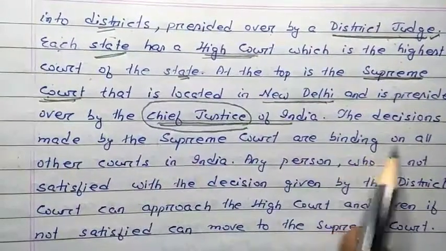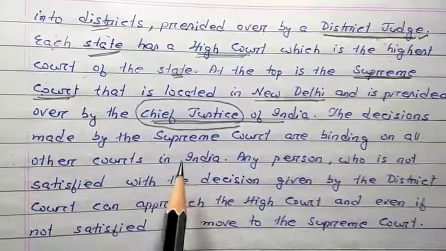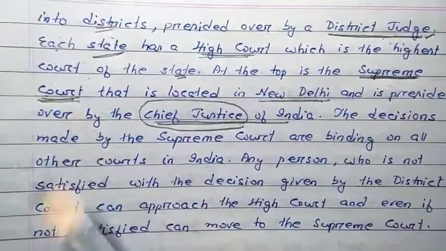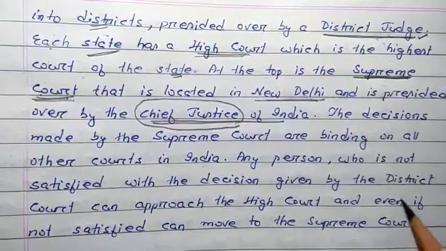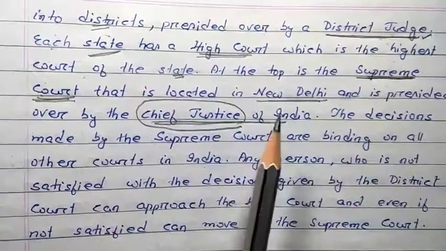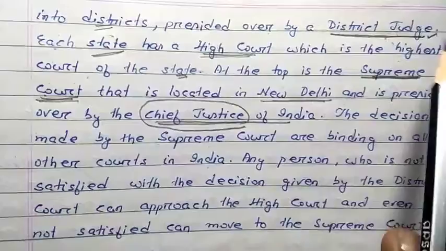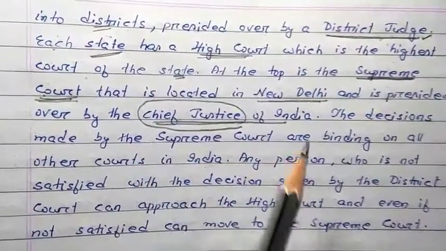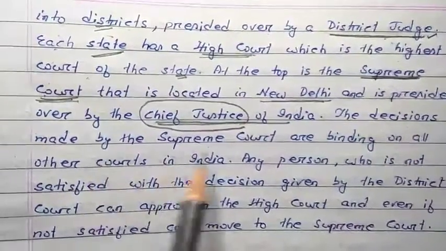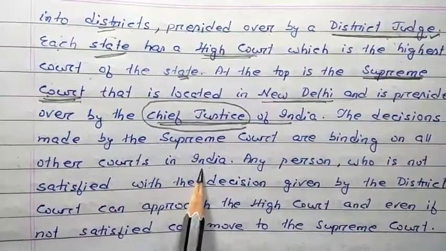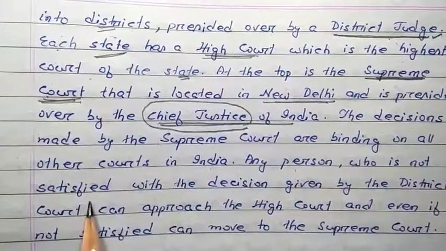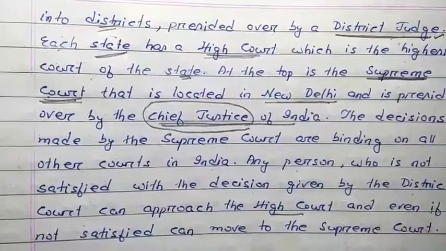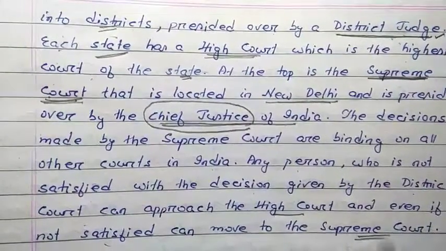The decisions made by the Supreme Court are binding on all other courts in India. That means whatever decision is made by the Supreme Court must be followed by either the high courts or the district courts. Even the decision given by the district court can be changed by the high court, and the decision given by the high court can be changed by the Supreme Court. Any person who is not satisfied with the decisions given by the district court can approach the high court, and even if not satisfied, can move to the Supreme Court.